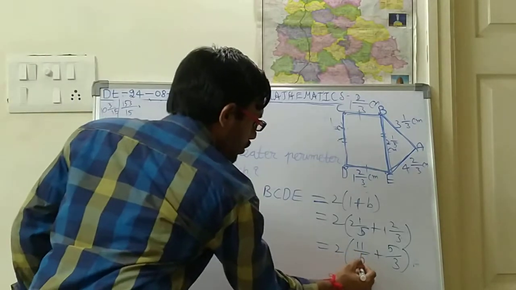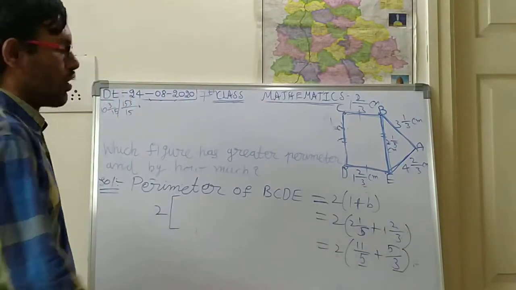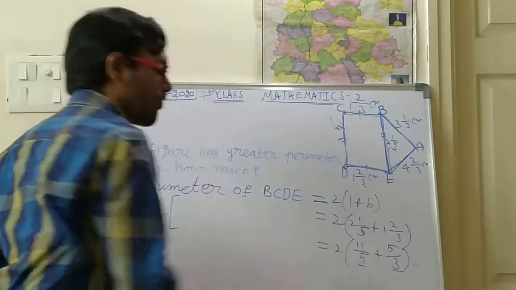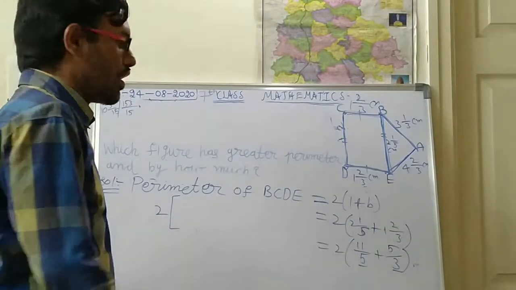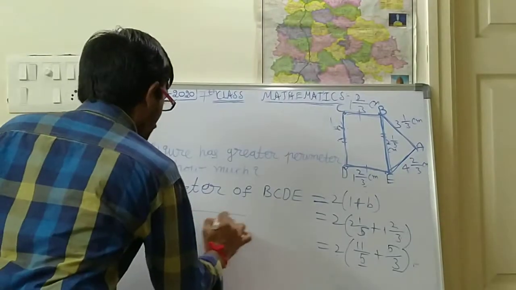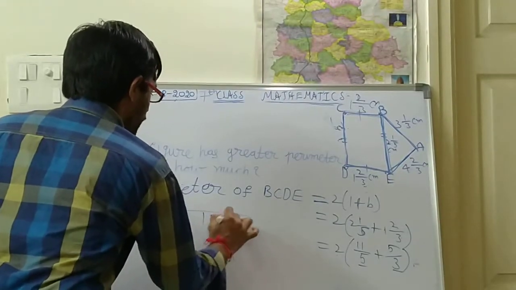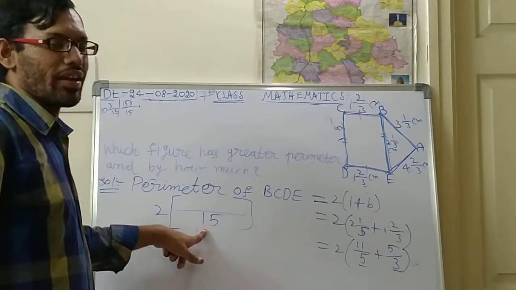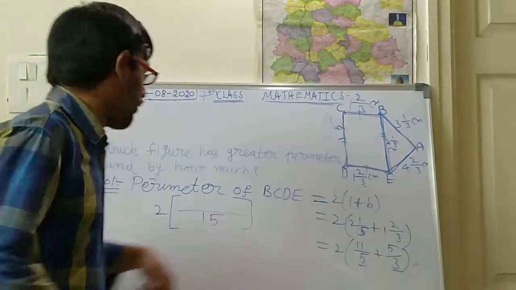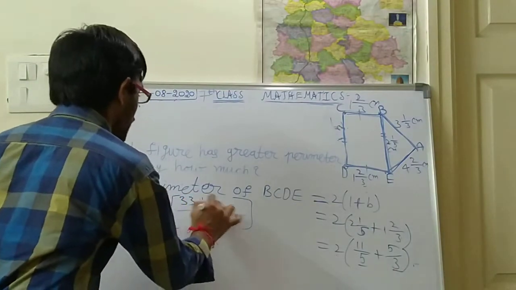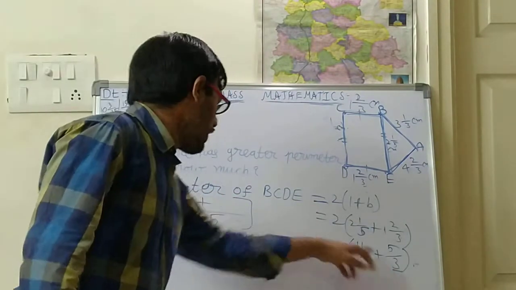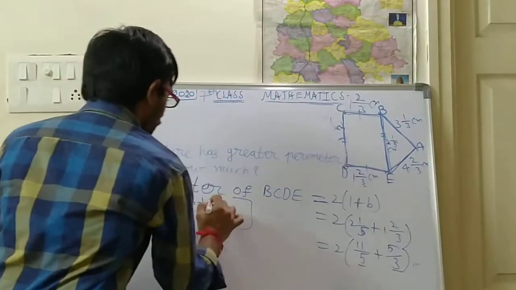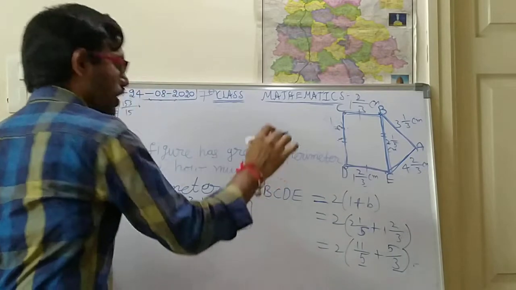So here, first the brackets. The denominators are unequal, so we have to make them equal. 5 and 3 are both prime numbers, so directly you multiply them. 5 threes are 15. Now, 5 into how many times is 15? 3 times. 3 into 11 is 33. If you know the 11 table, you will get it. Next, 3 into how many times is 15? 5 times. So 5 into 5 is 25.